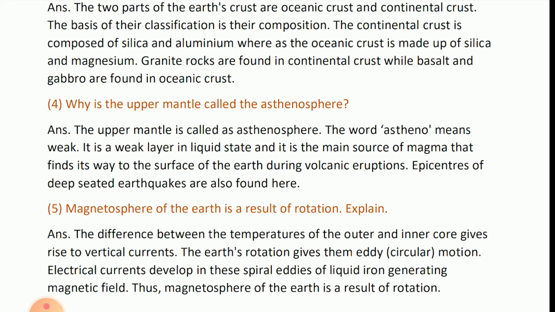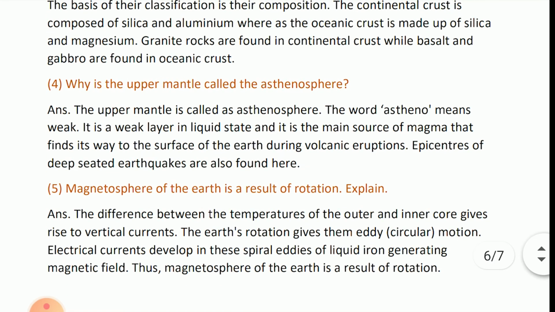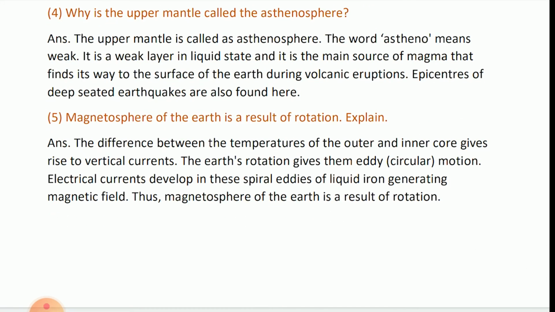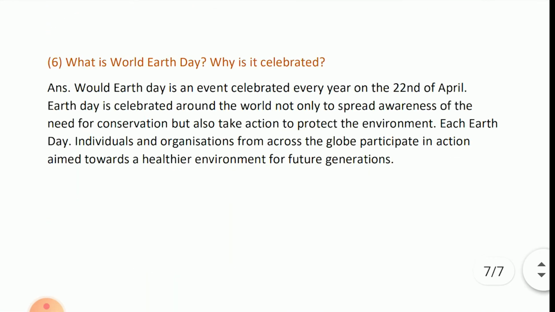The magnetosphere of the Earth is a result of rotation. Explain: the difference between the temperatures of the outer and the inner core gives rise to vertical currents. The Earth's rotation gives them an eddy motion. So electric currents develop in these spiral eddies of the liquid iron and generate a magnetic field. Thus the magnetosphere of the Earth is a result of rotation.